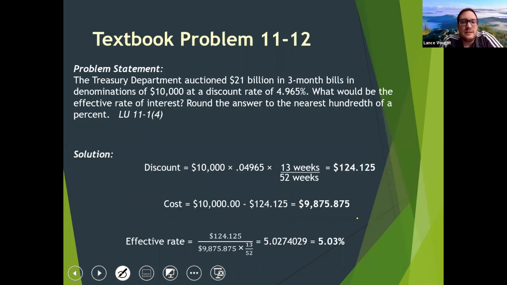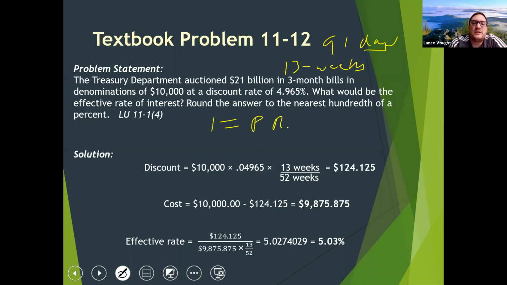And then lastly, if the Treasury Department auctions 21 billion in 3-month bills in denominations of $10,000 and a discount rate of 4.965, so 3-month bills are the 13 weekers, 91 days. What would be the effective rate of interest? So again, remember I equals PRT. So P is going to be 10,000, R is 0.04965, and time is 1/4.